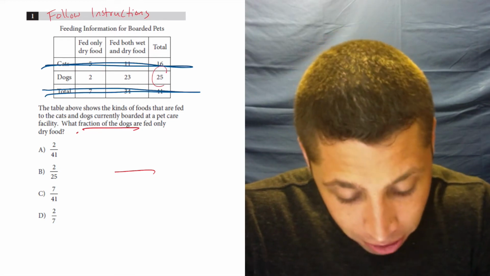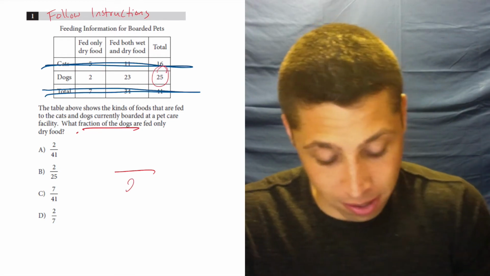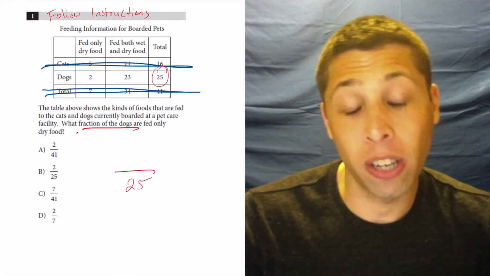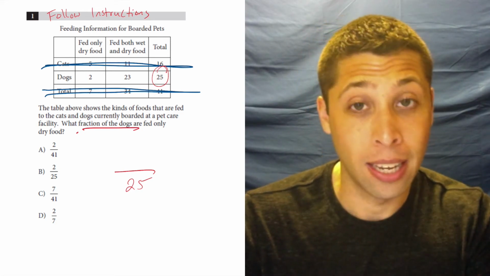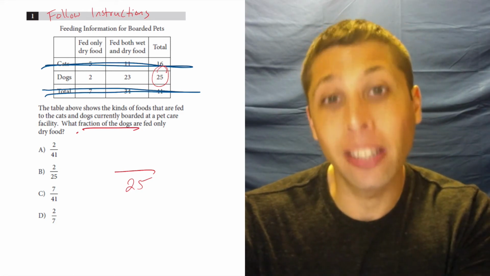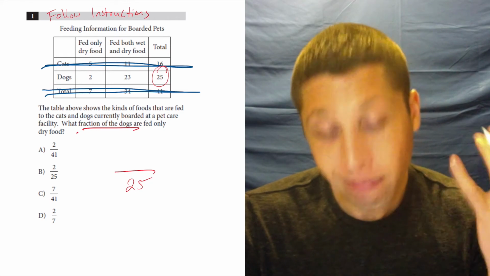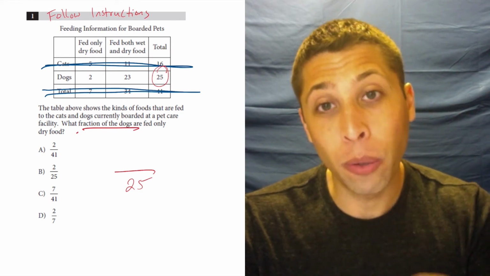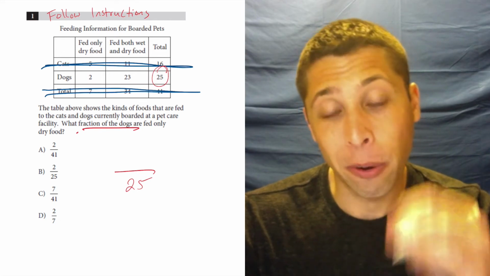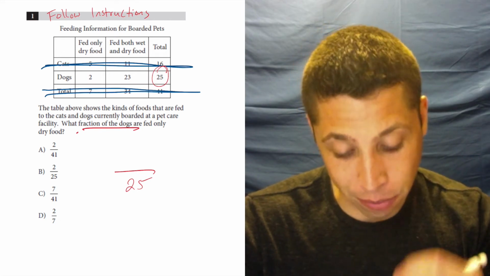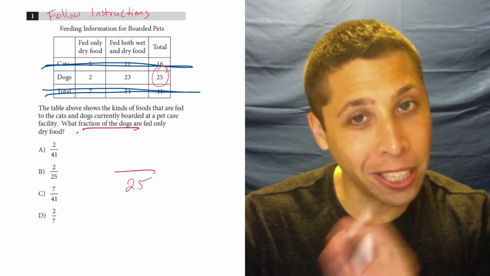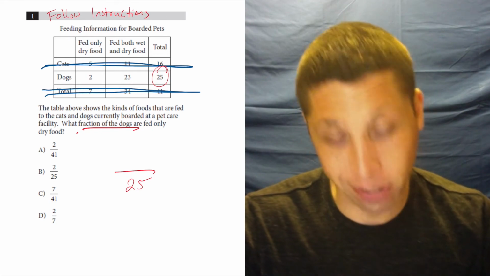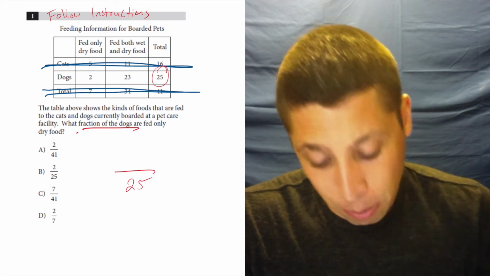So how many dogs are there? There are 25 dogs. So that's the first part of the question, and usually that's the part you should start with, which is finding the denominator of your fraction. What are we selecting from, right? What do we want a fraction of? We want a fraction of the dogs, okay? If we did the cats too, we're going to get it wrong because I guarantee you those are answers that are there. So, next part.